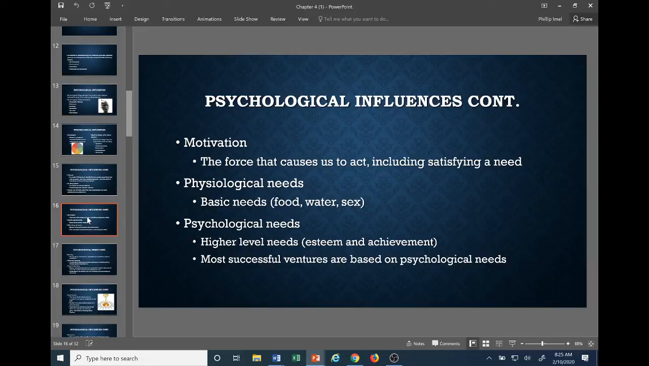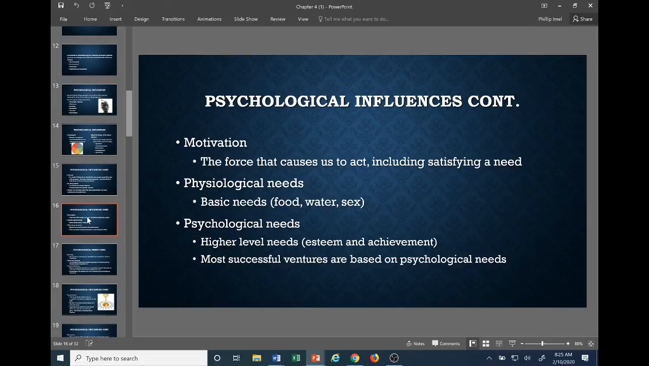Psychological needs, the higher level needs, esteem and achievement. A lot of people like to feel accomplished and know that they can accomplish something, achieve something, whether it be lifting weights and bench pressing an X amount of weight, or running a sprint in a certain amount of time, or passing a state board, graduating from college, or anything it could be. So psychological needs. Most successful ventures are based on psychological needs.